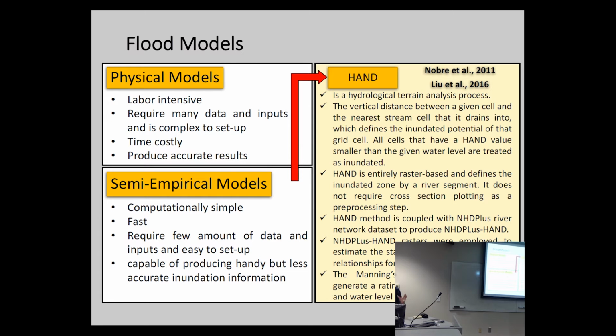And therefore, when it's engaged with Manning's equation, they can calculate Q for each NHDPlus segment. So for each segment, they can calculate multiple values of Q versus stage height. Then they can produce a rating curve. And from that rating curve, if they have a streamflow value, Q, they can back-calculate the stage height, and determine how much would inundate the surrounding DEM cells. So that's how they generate inundation maps in the HAND method.